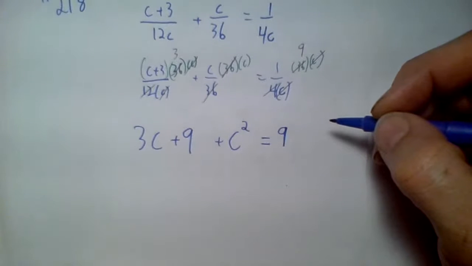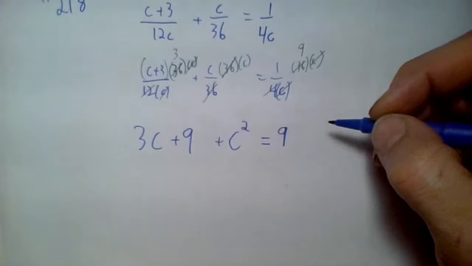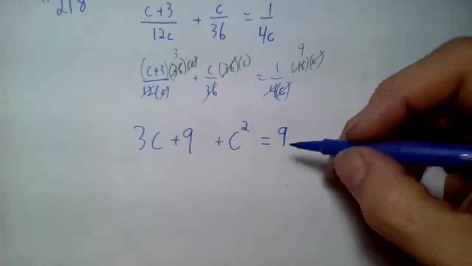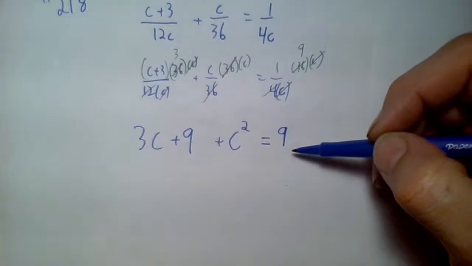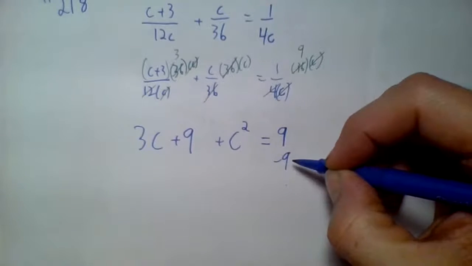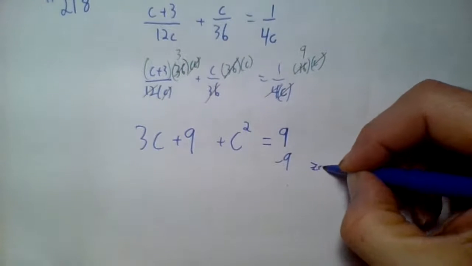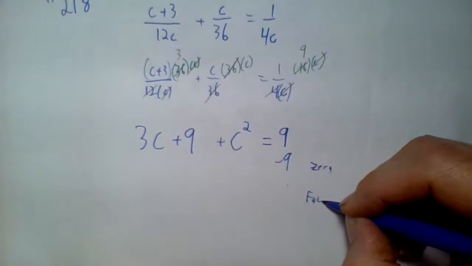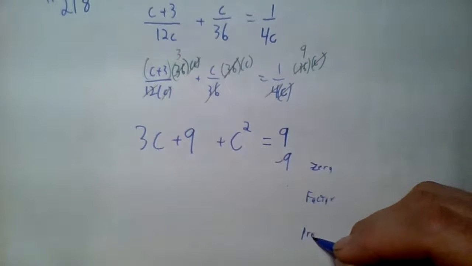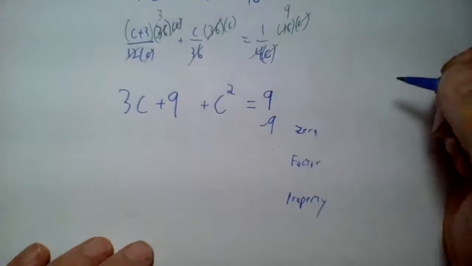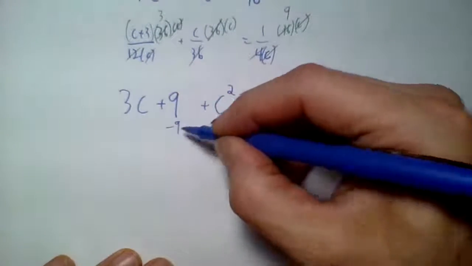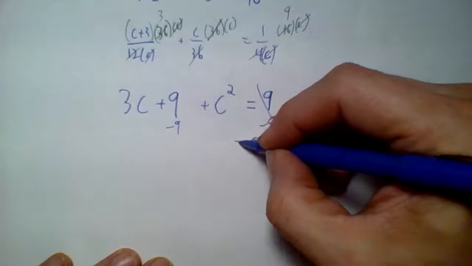But I do have a different kind of equation here. I have a squared term and a c term and number terms. So it's not linear. It's a zero factor property thing. I've got to use factoring to get rid of that. So I'm trying to get a 0 on one side. I'm going to subtract 9. I'm actually writing down zero factor property, so I'll remember what to do. Subtract 9 from both sides, you get a 0.